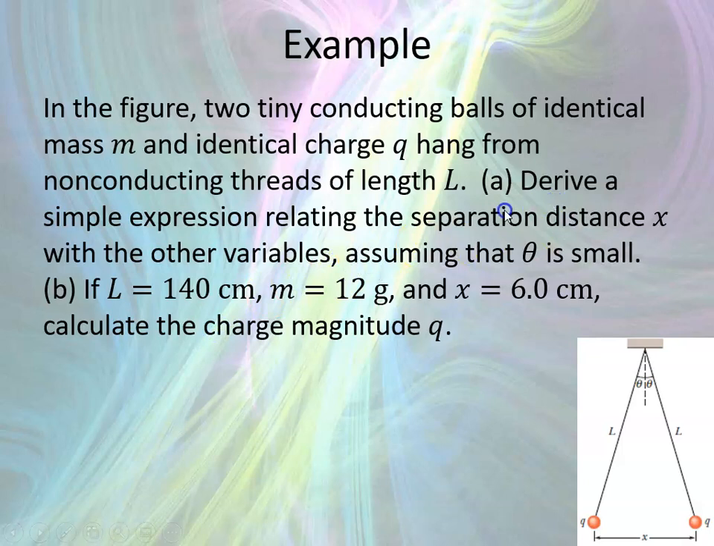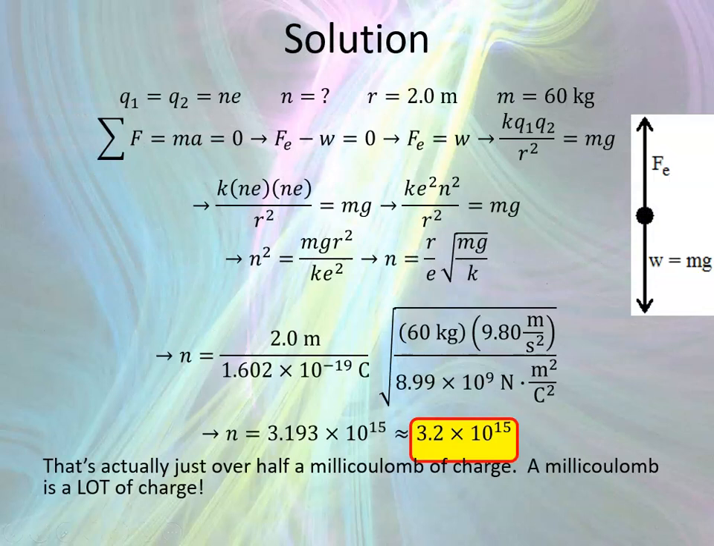Now this, derive a simple expression relating variables to each other, is a very common prompt on the free response part of the AP exam. Get used to solving for problems in terms of the given variables. Notice that's what we did in the previous example. We solved first for n in terms of given variables, r, m, g. Well, really just r and m, and then only after that did we plug in our numbers.